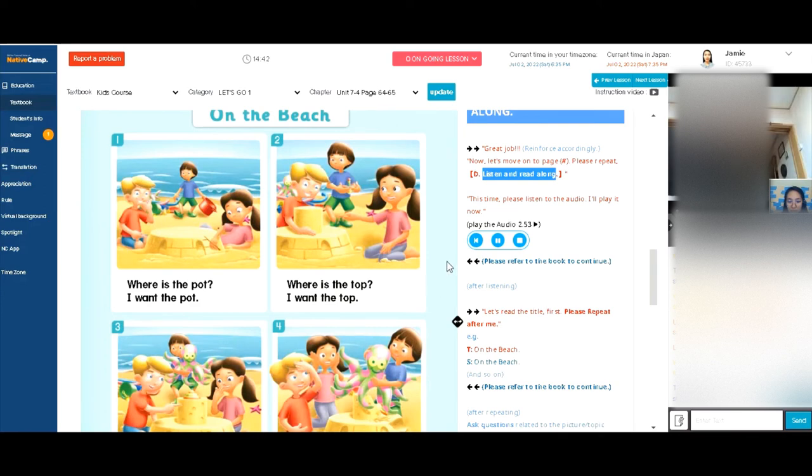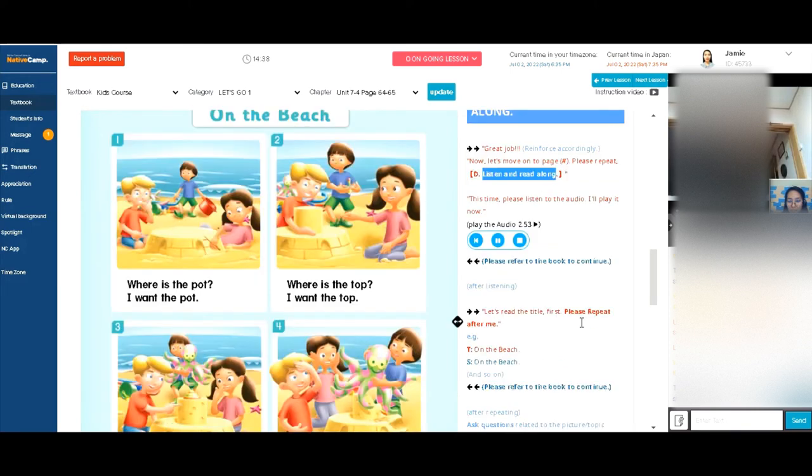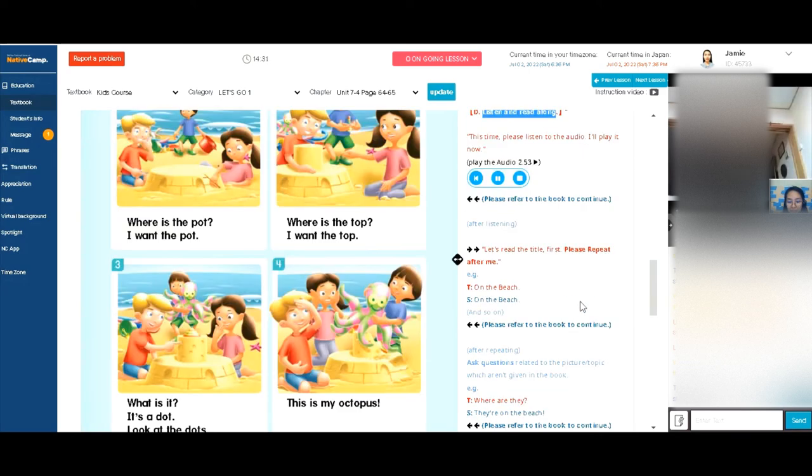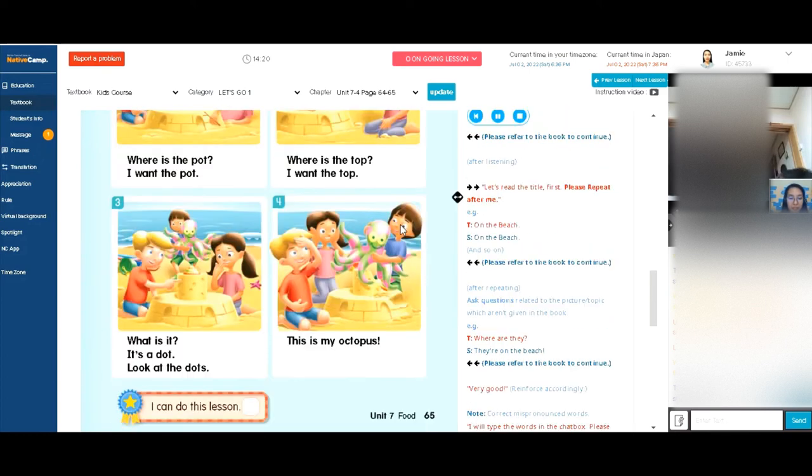On the beach. 1. Where's the pot? I want the pot. 2. Where is the top? I want the top. 3. What is it? It's a dot. Look at the dots. 4. This is my octopus.